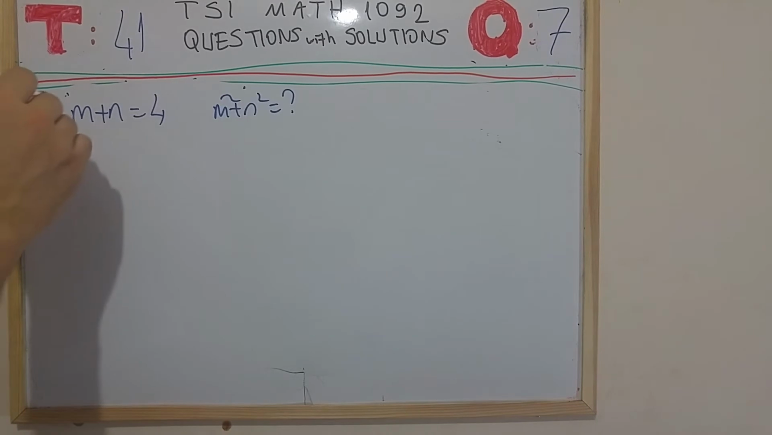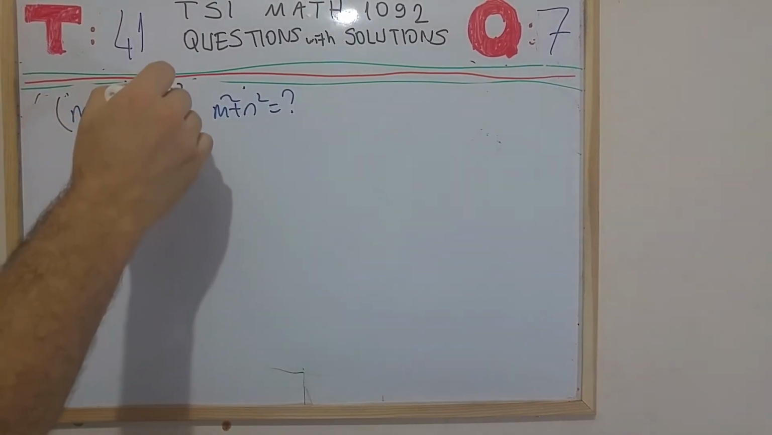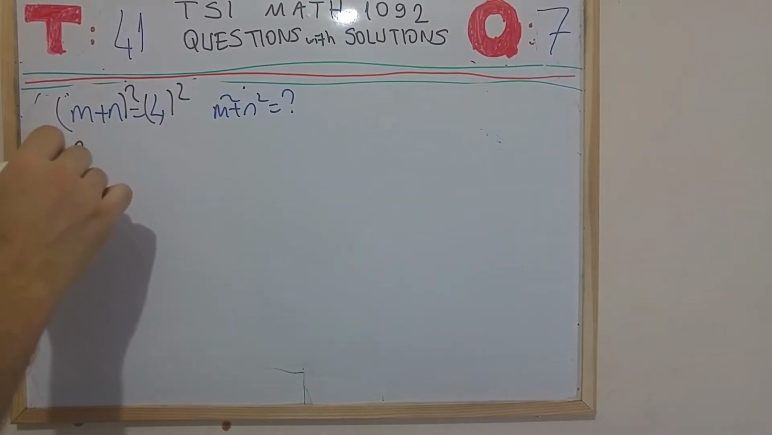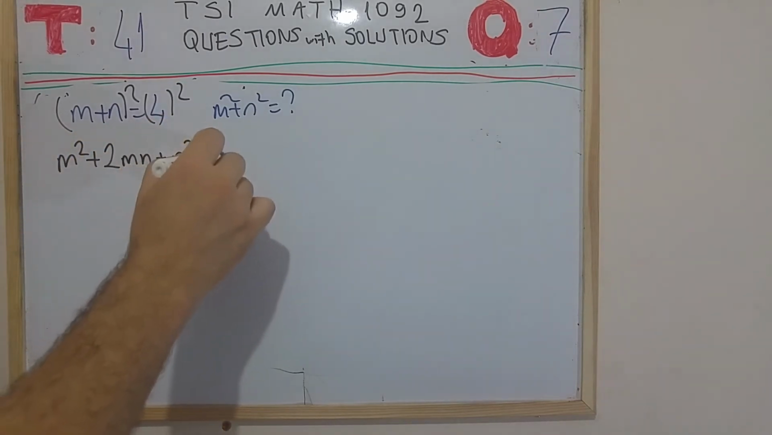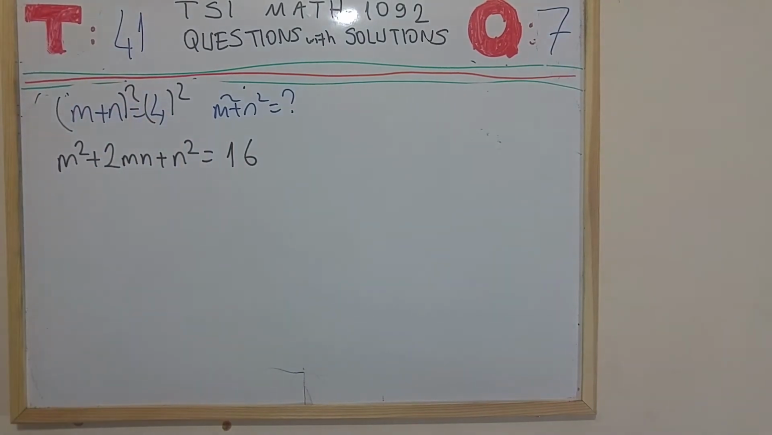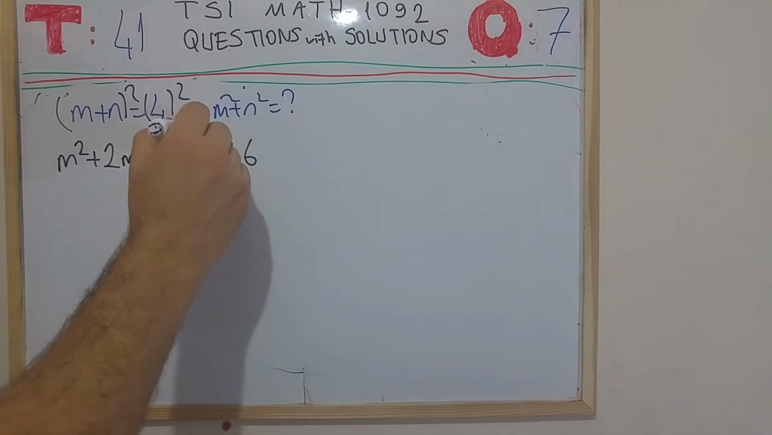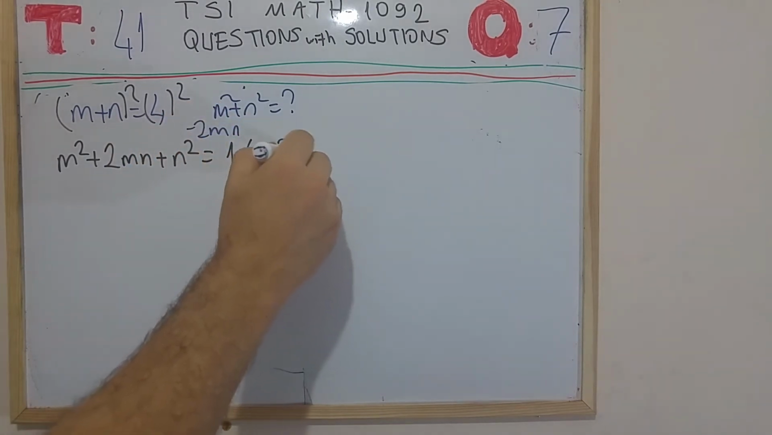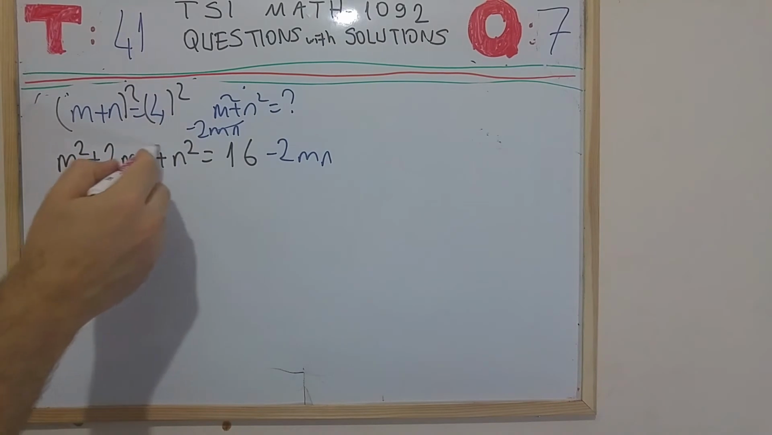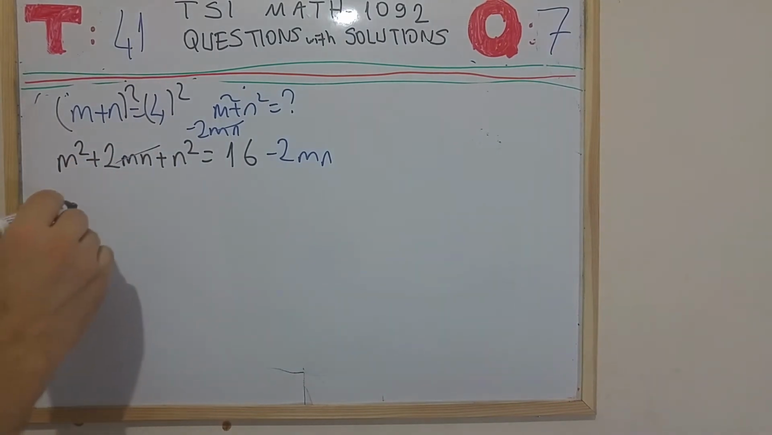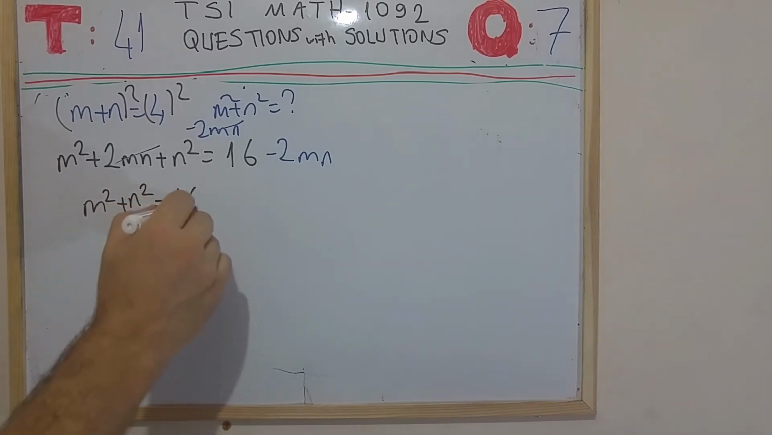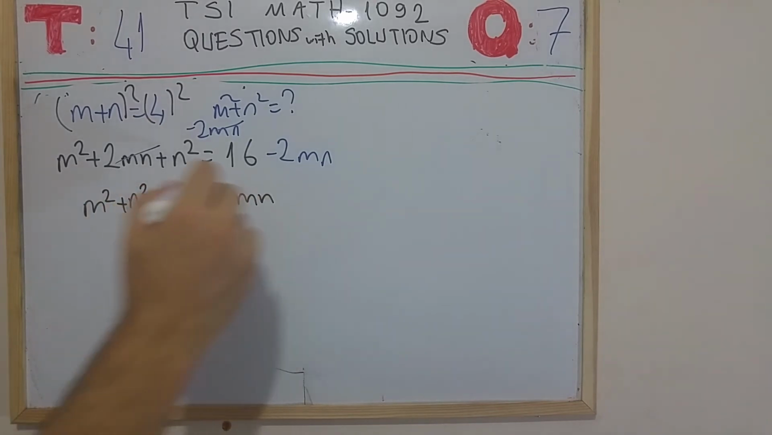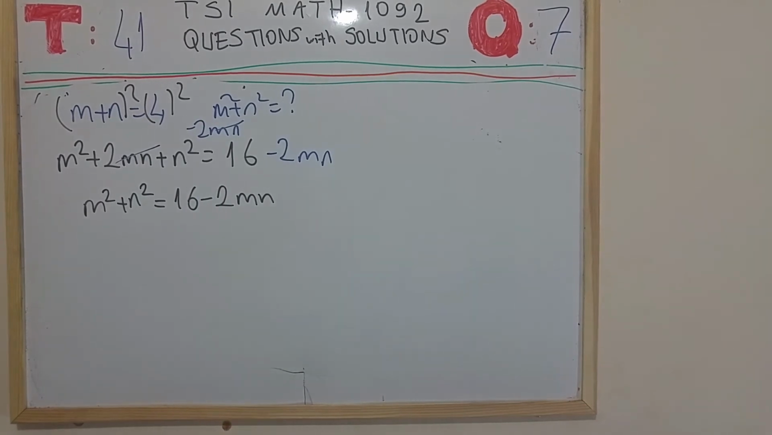Let's take the square of both sides first. So what I have is m squared plus 2mn plus n squared equal to 16. What we are looking for is m squared plus n squared. Therefore, we subtract 2mn from each side. So what I have here on the left hand side is m squared plus n squared, which will be equal to 16 minus 2mn.